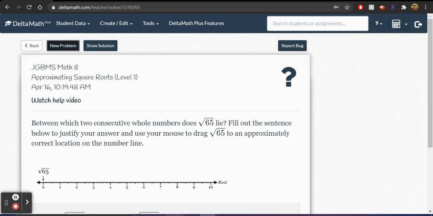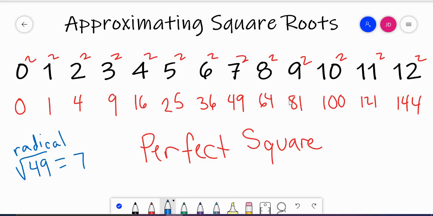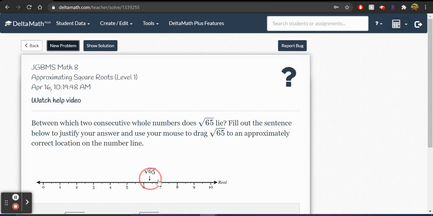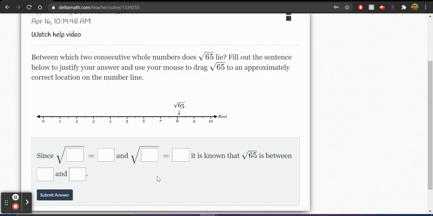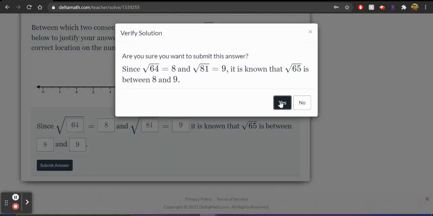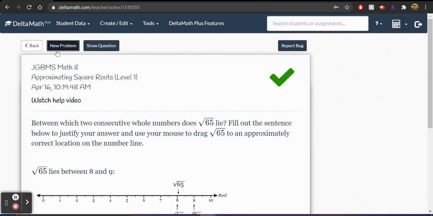Here we go. 65. 65 is going to be between 64 and 81. That means it's going to be between 8 and 9. So 65 is a lot closer to 8. So it's going to go between 8 and 9, a lot closer to 8. Because the square root of 64 is 8 and the square root of 81 is 9. Bam. Okay. Let's do one more.